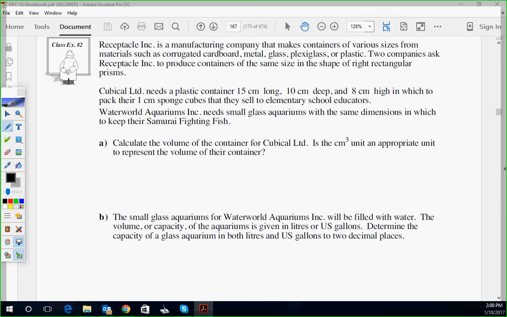First off, it says calculate the volume of container for the Cubicle company. Is cubic centimeters the right unit, or do we want to go liters? For the first company that they're going to be putting a sponge inside, do we need to know a liquid? We don't need to know a liquid filling, right? We're not filling it with liquid. We're putting a sponge inside. We need to know space. Does that make sense? So the first one, cubic centimeters, is okay.